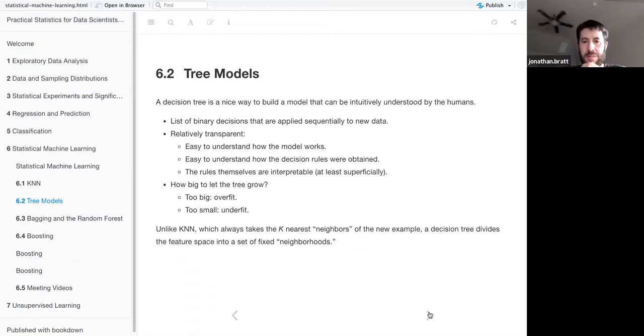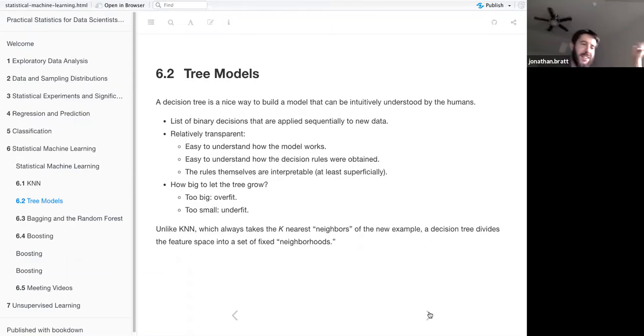The tree has grown too big and too detailed such that we go down to the individual example level. So if I let my tree grow too big, have too many branchings, then I will tend to overfit my data. I'm dividing my feature space into too many tiny neighborhoods. If I don't let my tree grow big enough, then I underfit. If I just have, say, one branching, what's your credit score?